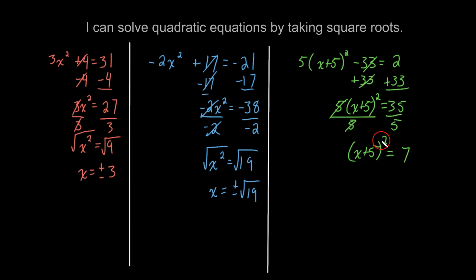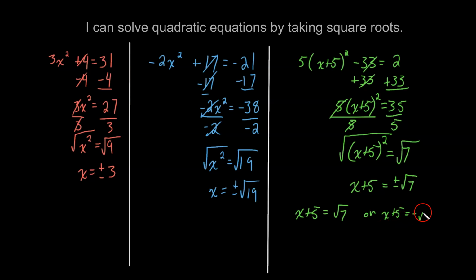And now, because this square is on the outside of the parentheses, we have to take the square root of this entire left side, and that gets rid of the square right there. So that gives us x plus 5, that value doesn't change, equals plus or minus the square root of 7. And that's an irrational number, so we'll keep it in radical form. So now this written out, this is x plus 5 equals the square root of 7, the positive, or x plus 5 equals negative square root of 7.